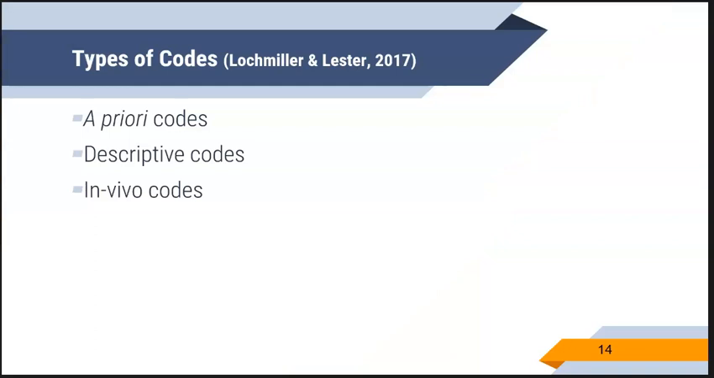Lockmiller and Lester talk about 3 general types of coding procedures that qualitative researchers use. There's a priori codes, or a priori coding. There's descriptive coding and in vivo coding. A priori coding is a type of coding procedure that's often used by folks from the positivist or post-positivist realm. They happen to be doing qualitative research.